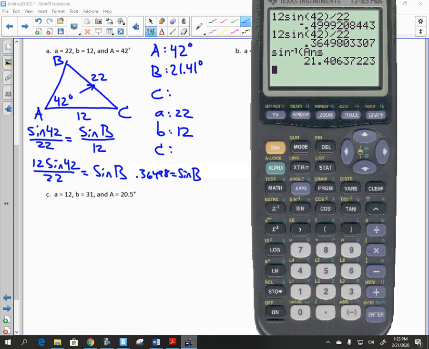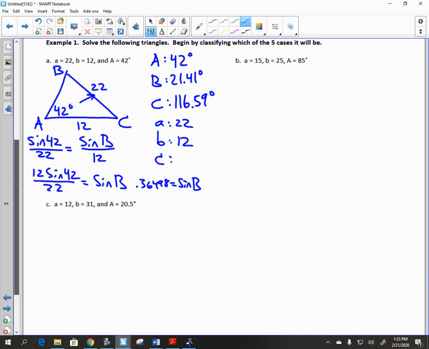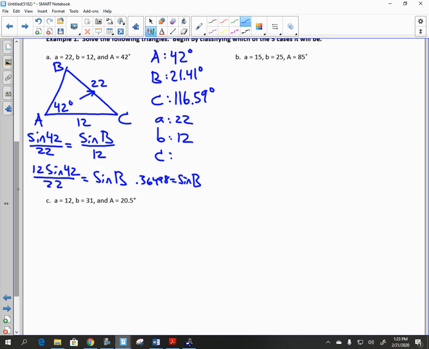Do we know what to do here? Yeah. Now what we do is we go ahead and take 180 and we subtract 42 and we subtract 21.41 and we get 116.59. You'll be okay. You've seen it before. Your teacher showed it to you a couple of years ago. You'll be all right with it.